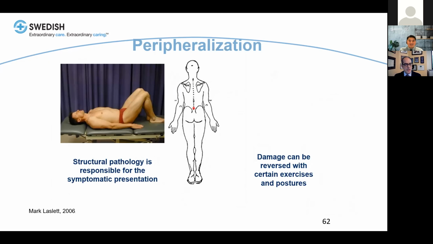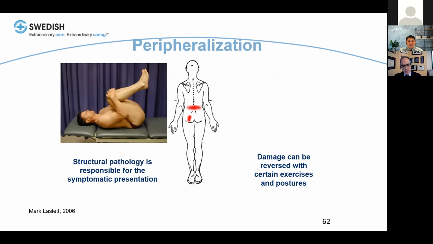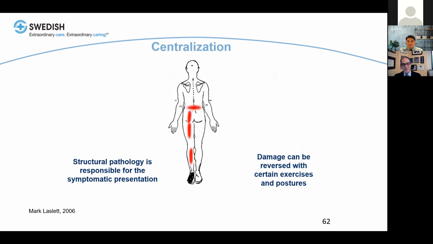The patient here is in flexion. So the therapist has them do repeated flexion. As they keep doing it, their pain actually gets worse. So this is peripheralization. That's not good. You don't want that to happen.